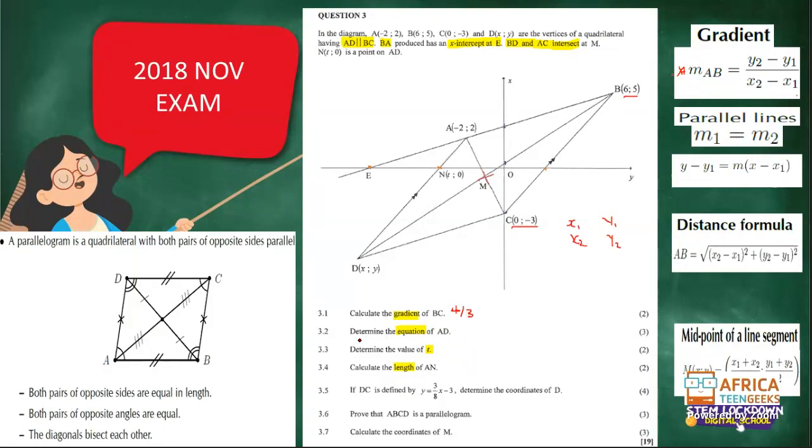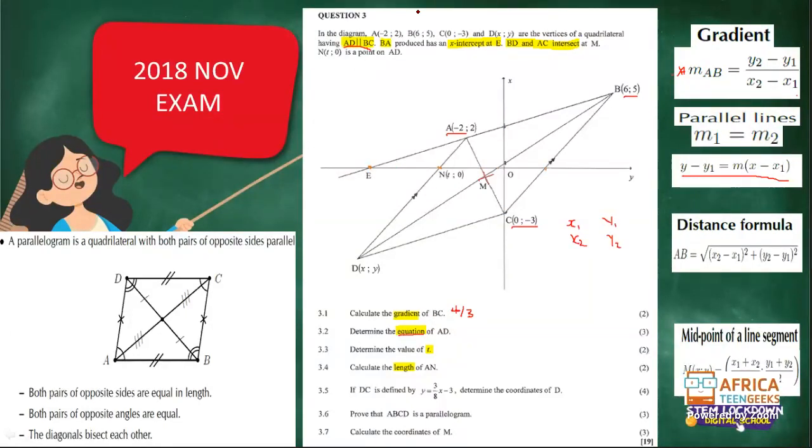Okay. And then you were supposed to determine the equation of AD. So we agreed that to calculate your equation, you can either use this formula, because if you look at line AD, sorry about that. So if you look at AD, you have a point A, and you also have the gradient. Why? Because they said AD is parallel to BC.